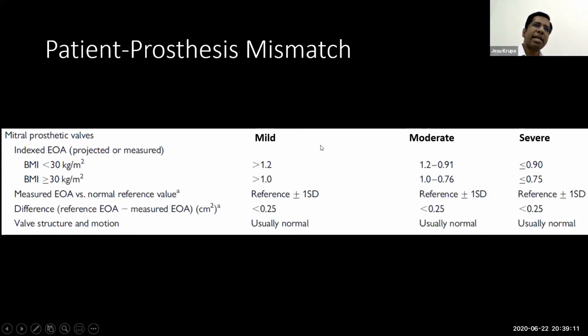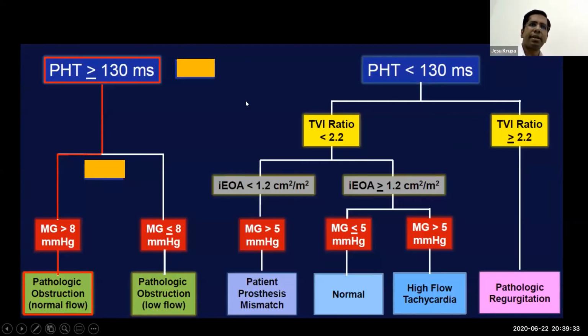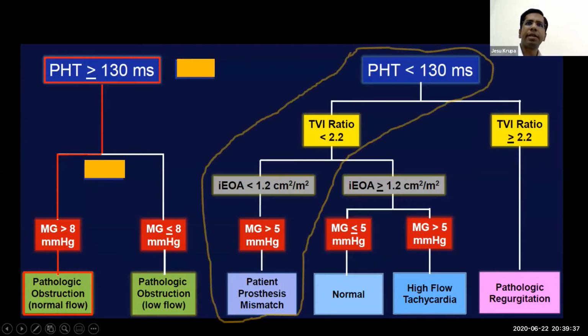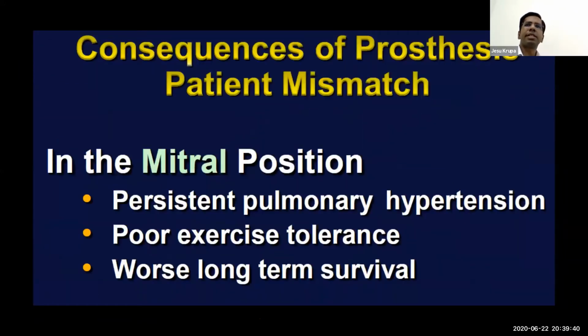As we saw last time for the aortic valve also, with body mass index being greater, the numbers are also different. So that is something to bear in mind. This is not just an infinite reality. For body mass index greater than 30, the numbers are a little different. So that is patient prosthesis mismatch, as we see here. So what are the consequences?